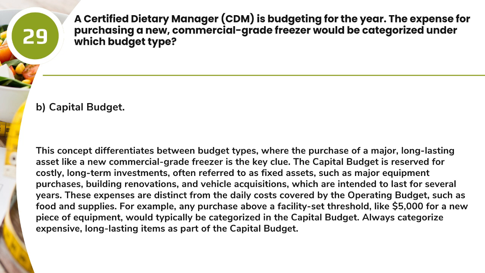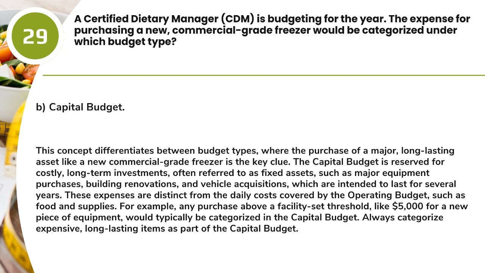Answer B. Capital budget. This concept differentiates between budget types, where the purchase of a major, long-lasting asset like a new commercial-grade freezer is the key clue. The capital budget is reserved for costly, long-term investments, often referred to as fixed assets, such as major equipment purchases, building renovations, and vehicle acquisitions, which are intended to last for several years. These expenses are distinct from the daily costs covered by the operating budget, such as food and supplies.